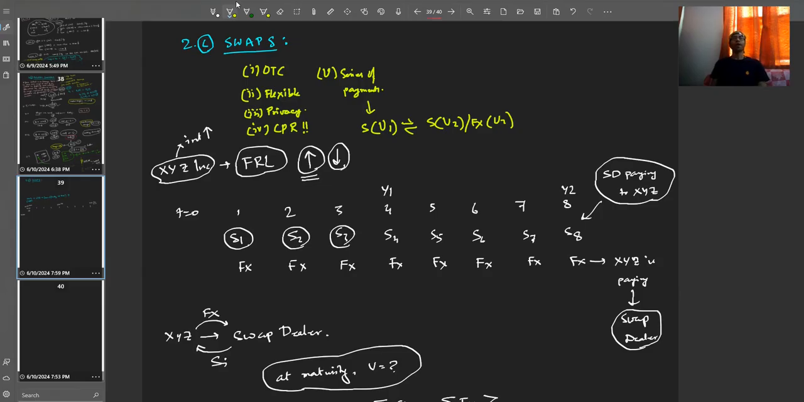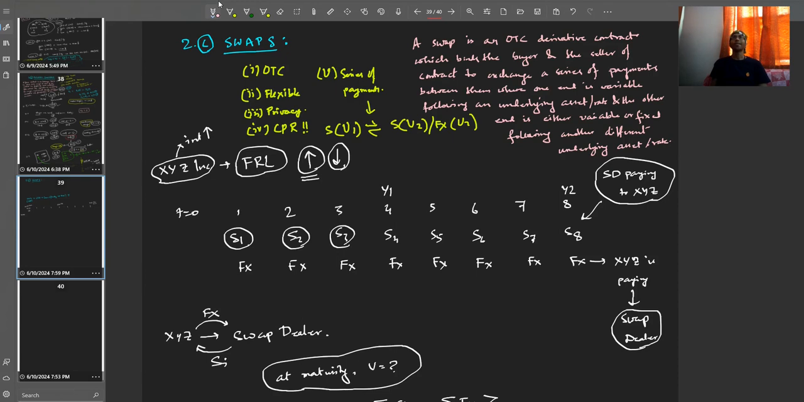Now we are in a position where we are able to define the swaps. Let's try to define it. So, a swap is an over-the-counter derivative contract which binds the buyer and the seller of the contract to exchange a series of payments between them, where one end is variable following an underlying asset or rate, and the other end of the payment is either variable or fixed following another different underlying asset or rate.